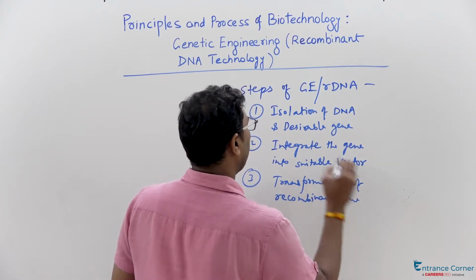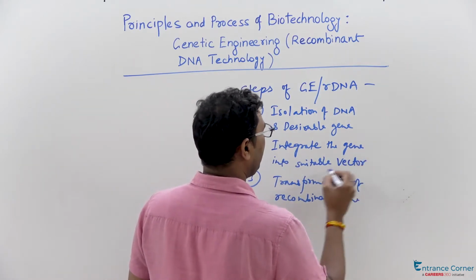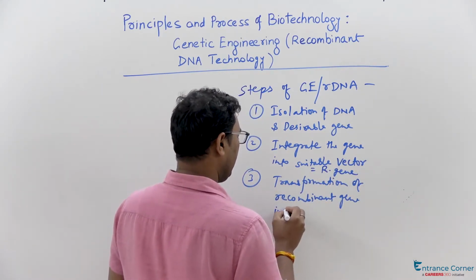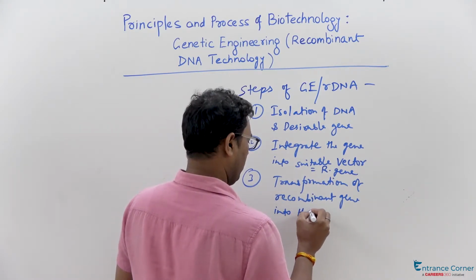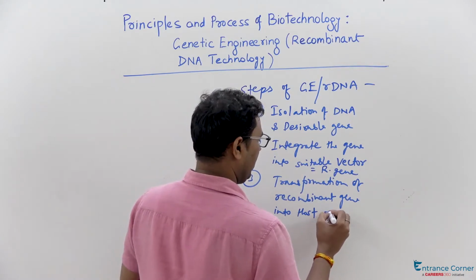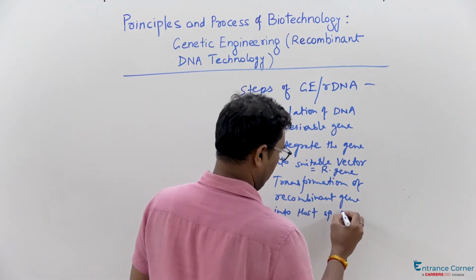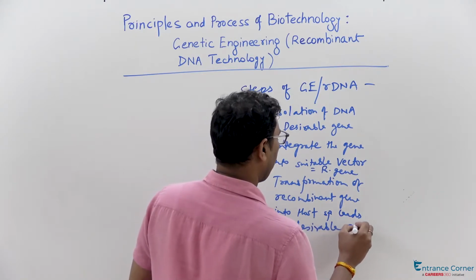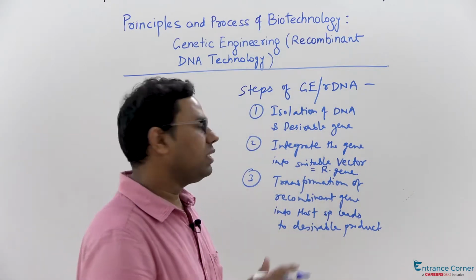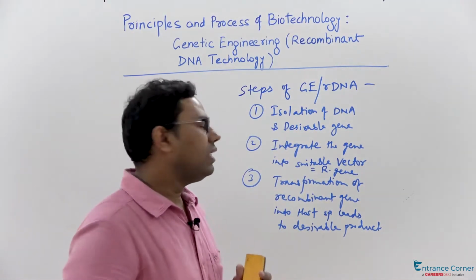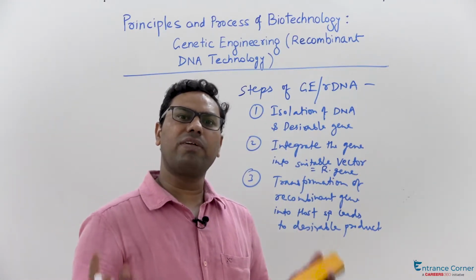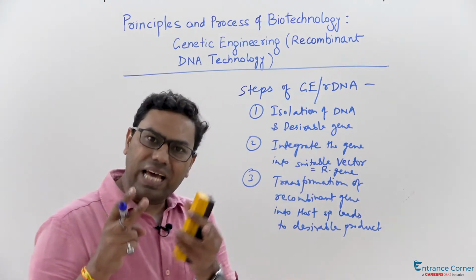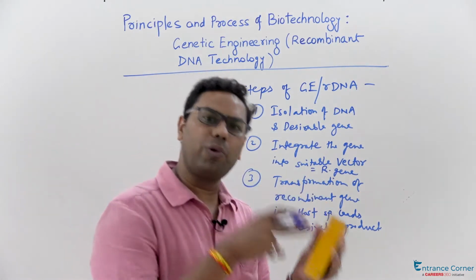transformation of the recombinant gene. That integration of this gene into a suitable vector gives rise to the recombinant gene. And finally, the transformation of the recombinant gene into the host species leads to the desirable product. So these are the fundamental steps. The first step is isolation of DNA and the desirable gene. Isolation of DNA means what? Isolation of DNA from a certain kind of plasmid or the vector that we'll talk about later on, and the desirable gene that we want to incorporate into the vector.